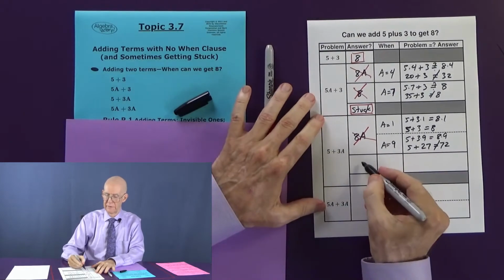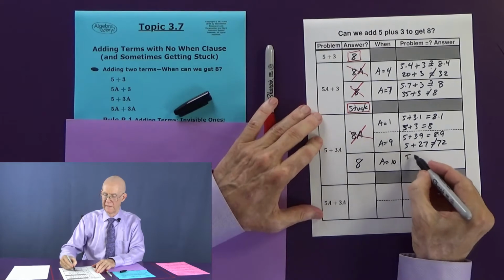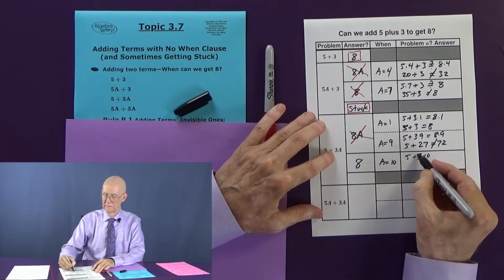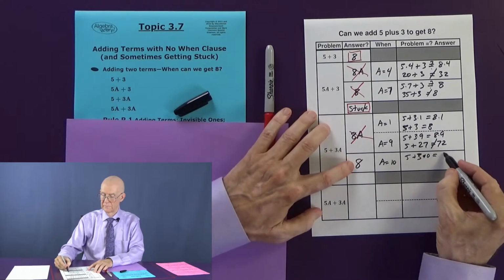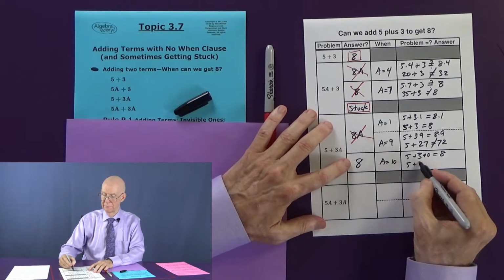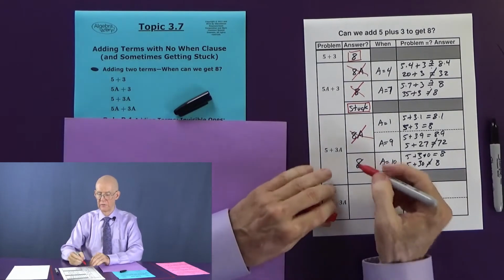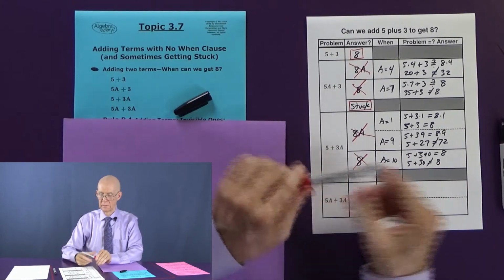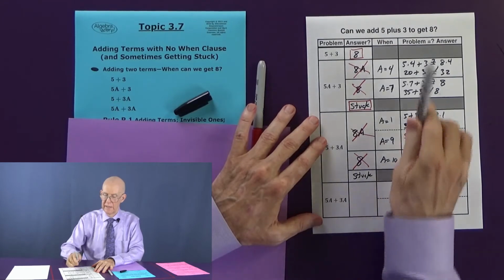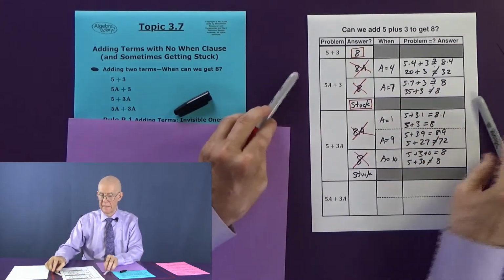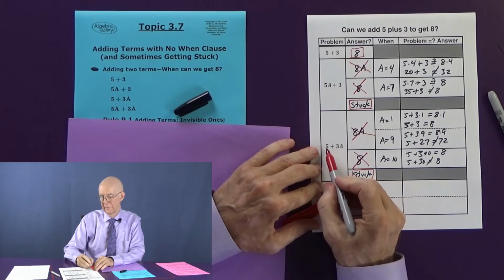How about 5 plus 3? Maybe it's just 8. We'll try a equals 10. So now we're going to have 5 plus 3 times 10, equals just 8. This is 5 plus 30 equals 8. No way. Doesn't work. If you have 5 plus 3a, it's stuck. You cannot add the 5 plus 3 to get the a, because this one has an a in it and this one doesn't.